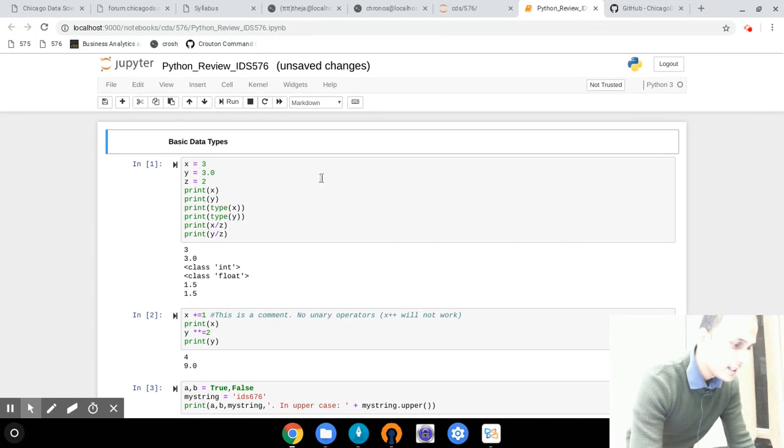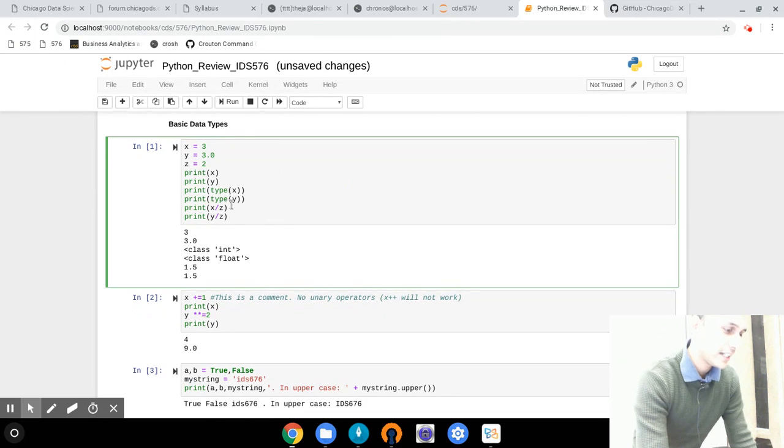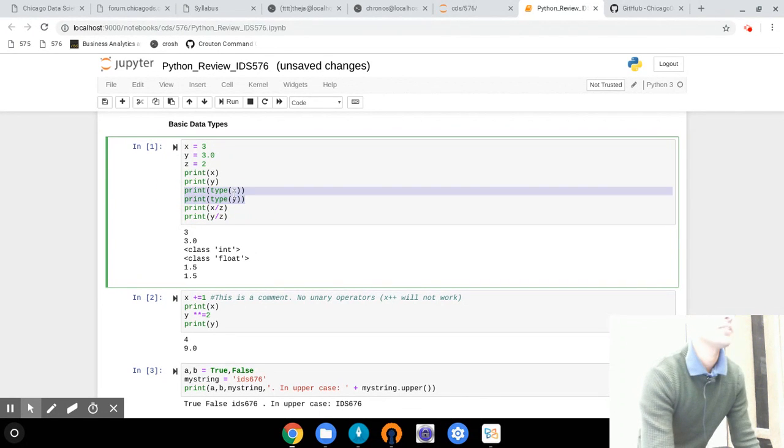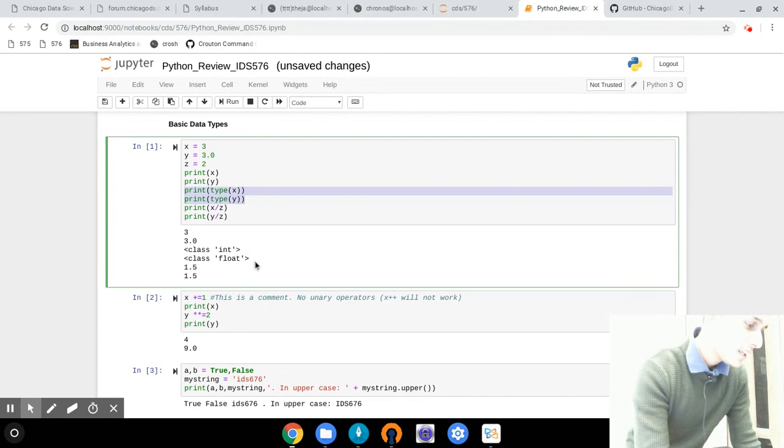So there are a bunch of variables here, x, y, and z. And I'm just printing out a few things about these variables. The interesting thing is you can find the type of the variable, right? Here in this case, x is of type int and y is of type float. Okay, so there's a difference between these two, right? Integers and real numbers, essentially.